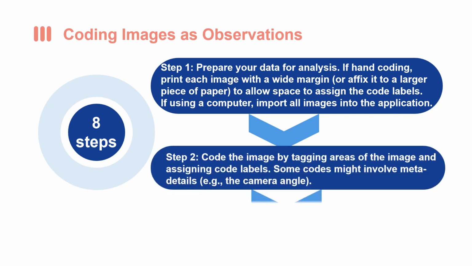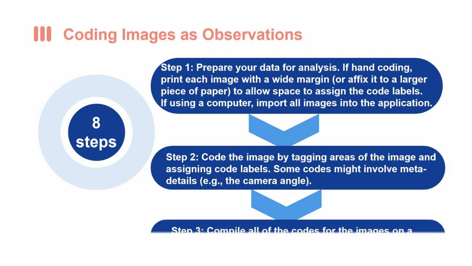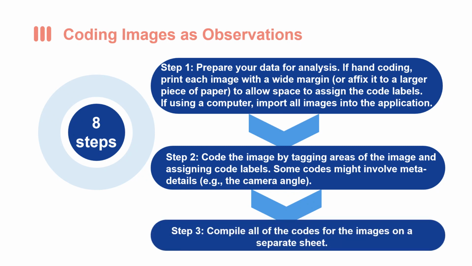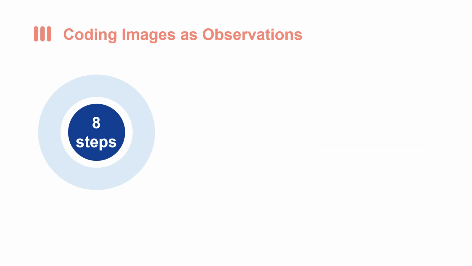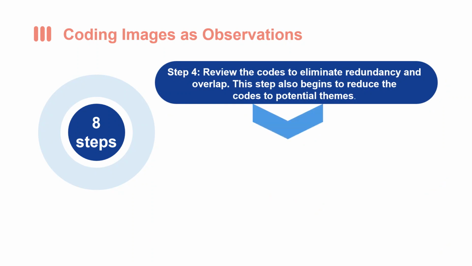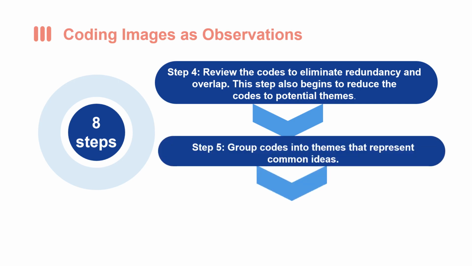Step 2. Code the image by tagging areas of the image and assigning code labels. Some codes might involve metadata. Step 3. Compile all the codes for the images on a separate sheet. Next, Step 4. Review the codes to eliminate redundancy and overlap. This step also begins to reduce the codes to potential themes. Step 5. Group codes into themes that represent common ideas.